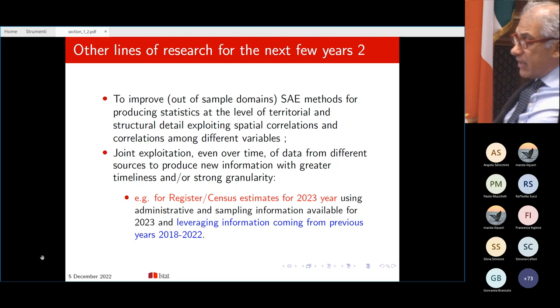But in this case, we come back to the initial slide of my presentation, in which it is very important in this context to define quality in a holistic approach, linking all together the different phases of the process. Thank you.